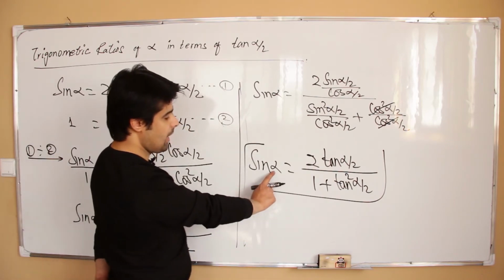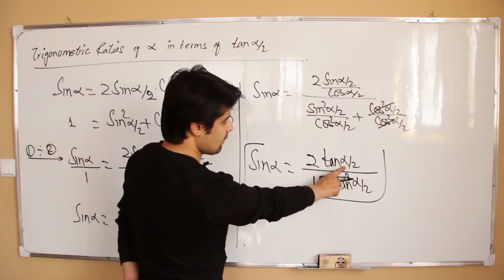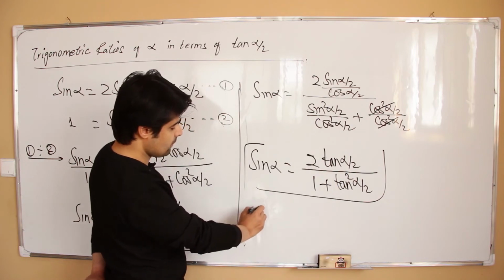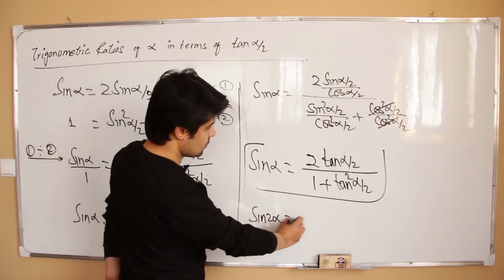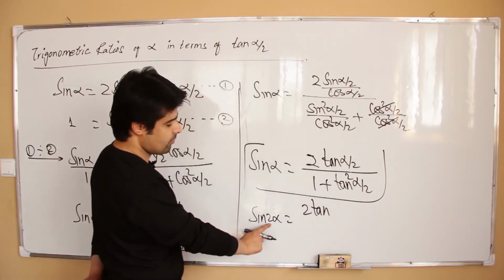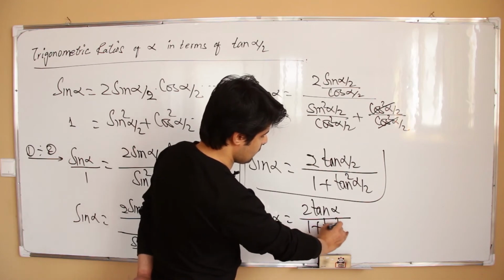If this one is alpha, this is alpha by 2. If this one is 2 alpha, so this is alpha: 2 tangent alpha, 1 plus tangent square of alpha. What do I mean? If this one is sine of 2 alpha, so it should be 2 tangent of, what's the half for this one? It is alpha. 1 plus tangent square of alpha.